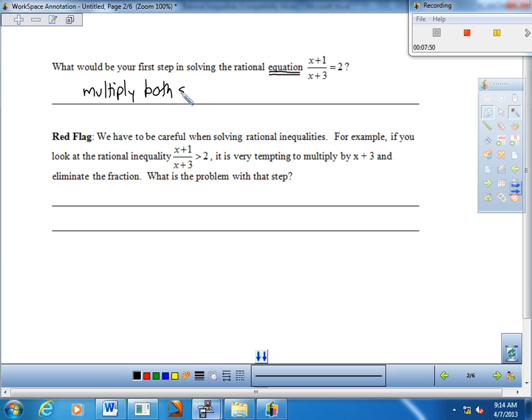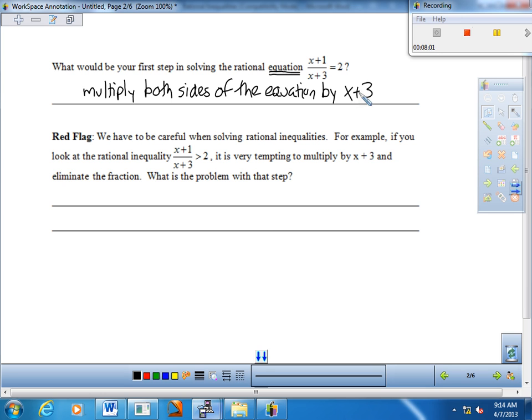Multiply both sides of the equation by x plus 3. That would eliminate the fraction, and then it just changes it to a nice linear equation, and we can solve without too many issues. We would be careful of creating an extraneous solution, but again, that's not the issue at hand here. All right, so that's what we would do in a rational equation.